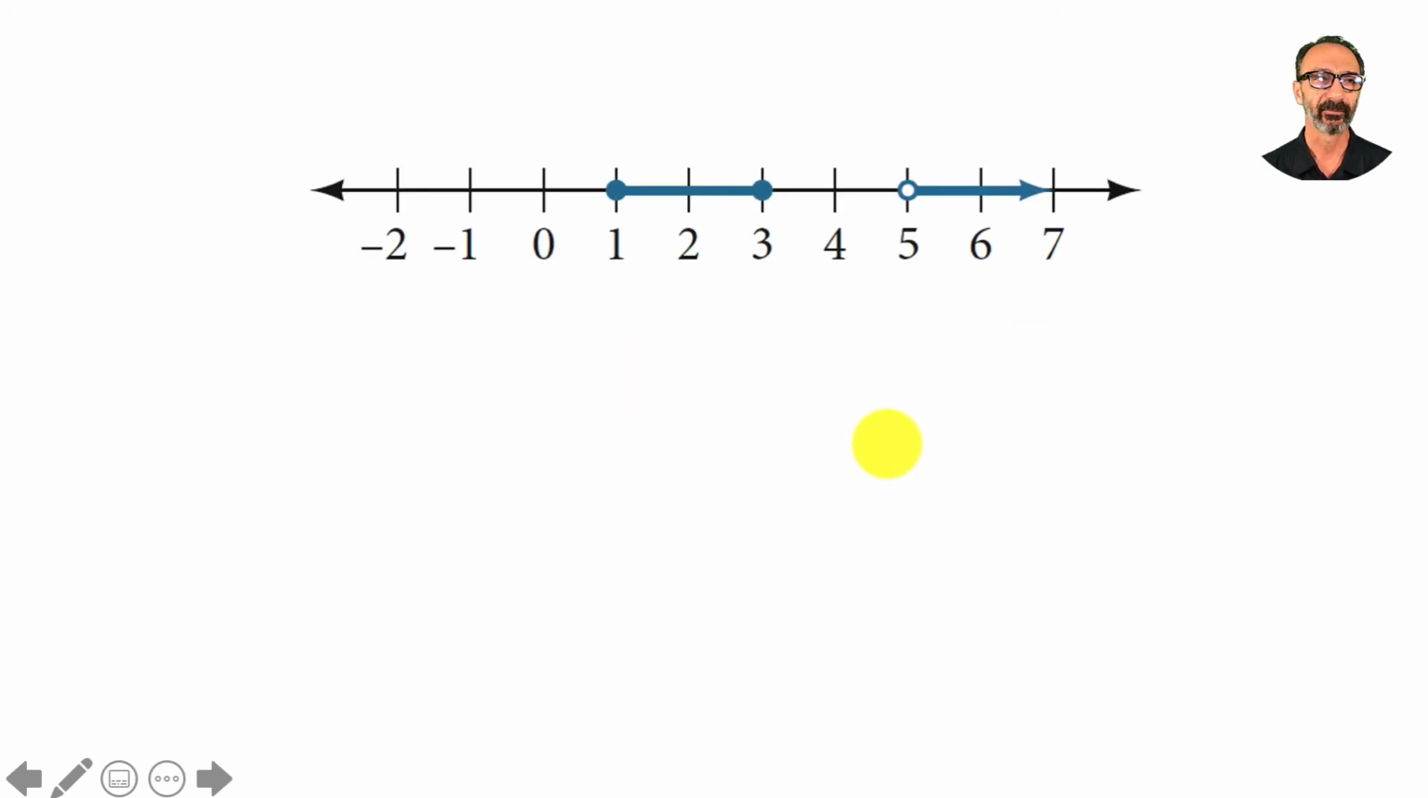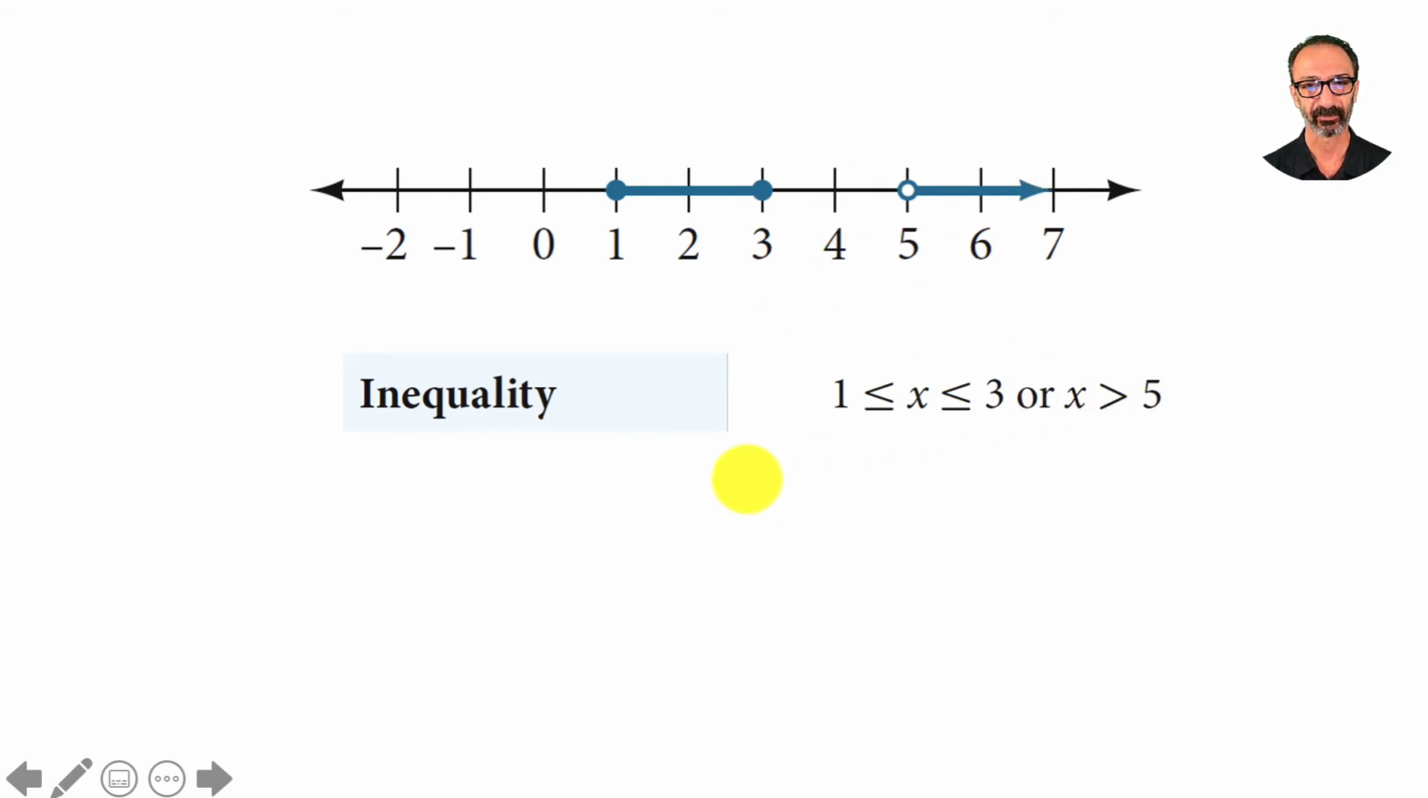Here's a graph that describes a solution. So you are going from 1 to 3, including 1, including 3, and above 5, more than 5, but not including 5. As an inequality, we say x is greater than or equal to 1, less than or equal to 3, or, because you can't be here and here, x is greater than 5.